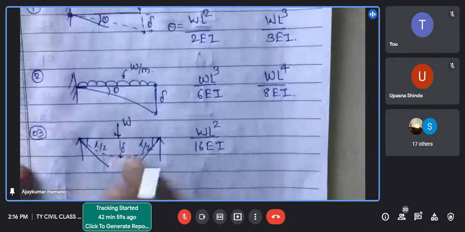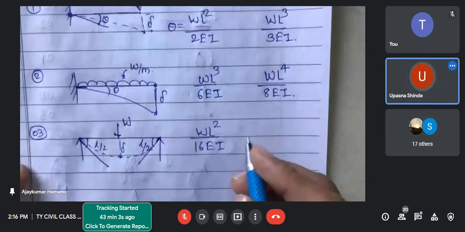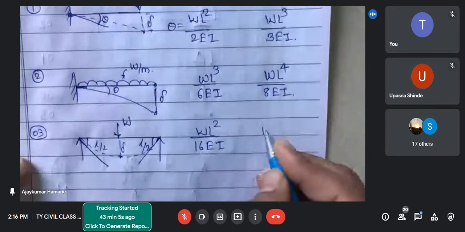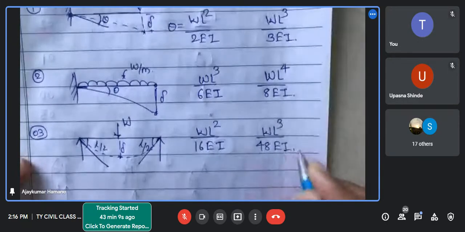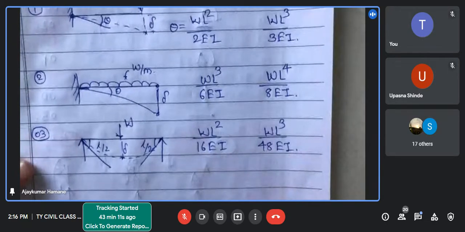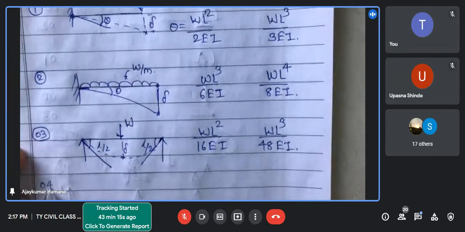And what is the deflection at the center? WL cube upon 48EI. Students, write this down somewhere. This is very important when we are solving the flexibility method. The fourth one, UDL.